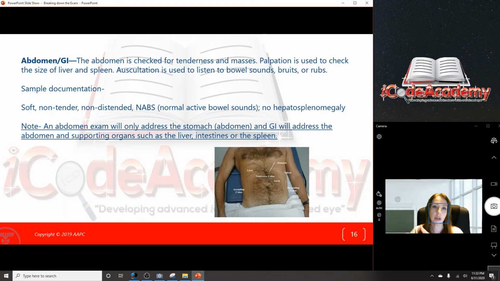So if the provider's documentation shows elements of only them examining and documenting that the stomach was examined, you're going to give them credit for abdomen. So this will look like abdomen is soft, non-tender, non-distended, or distended. So it's kind of pushed out or it's swollen. That's your abdomen. That's just your stomach.